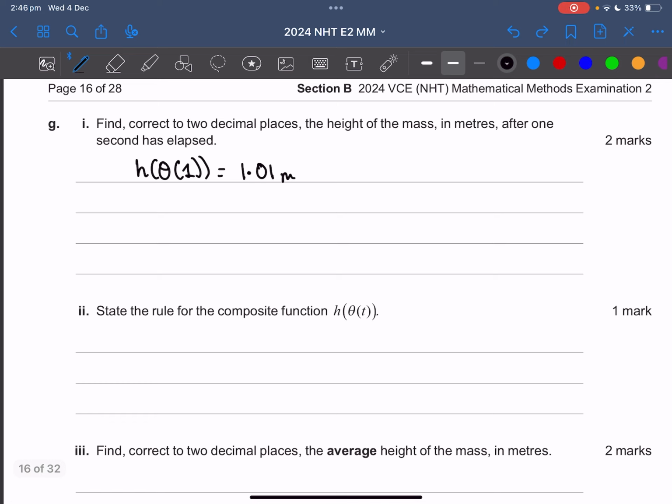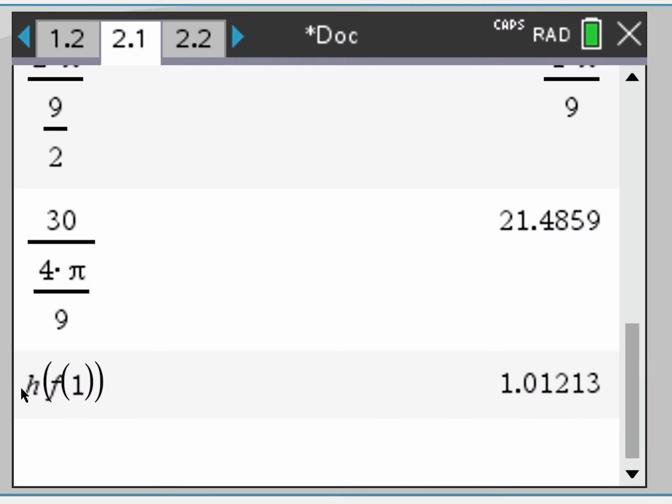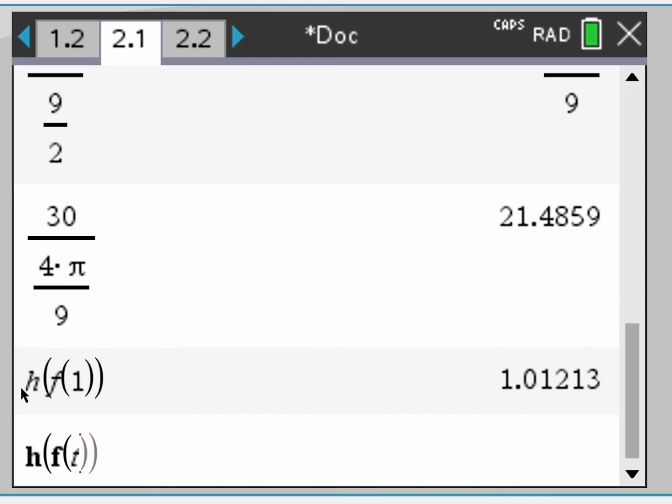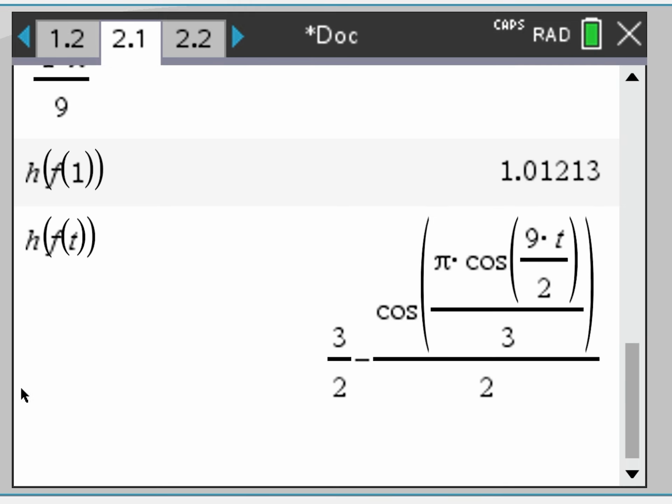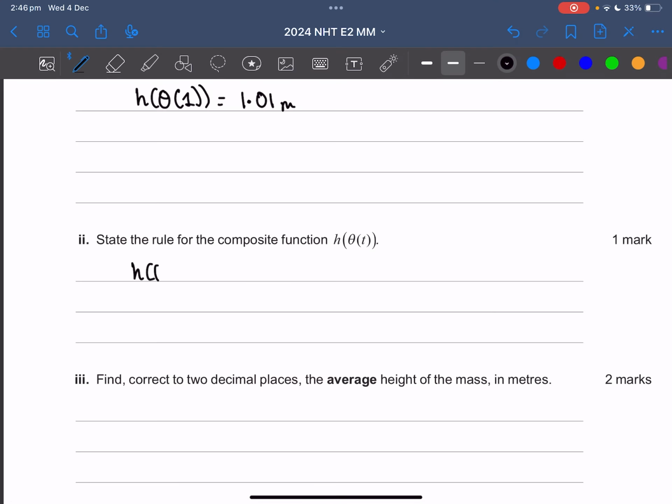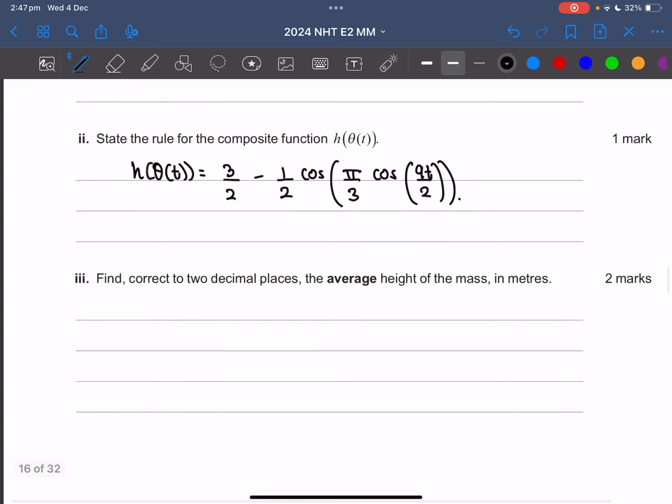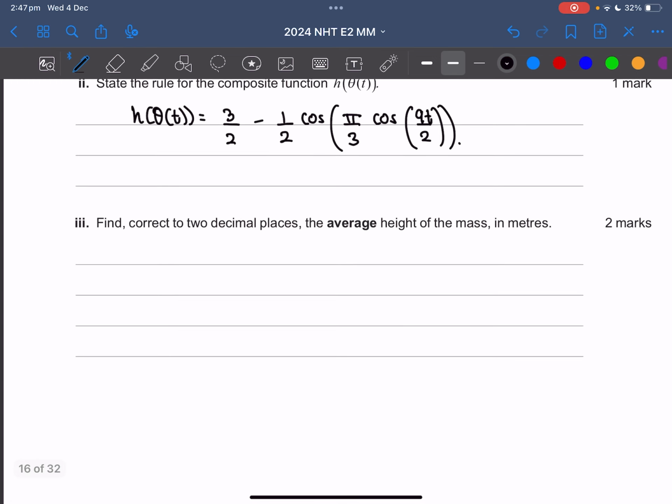State the rule for the composite function h of theta of t. Well, this is just copying down, so h of theta of t. There you go. So let's copy that function down. h of theta of t is equal to 3 on 2, take away 1 on 2 cosine of pi on 3 cosine of 9t on 2. Done. Okay?